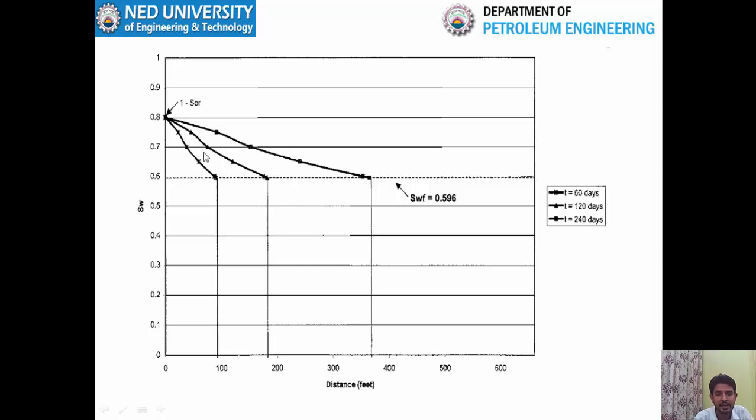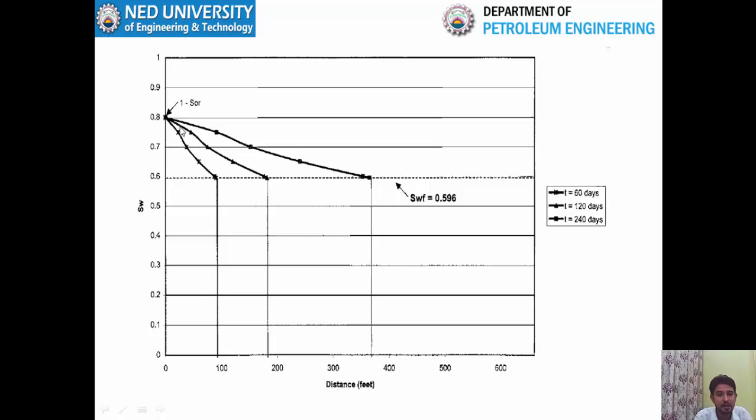Again, you can see that at a given time, for example at 60 days, you will have all saturations between 1 minus SOR and SWF. So SWF is the minimum saturation of the flooded zone, and 1 minus SOR is the maximum saturation of the flooded zone. So at a given time in the flooded zone, you will have all saturations.